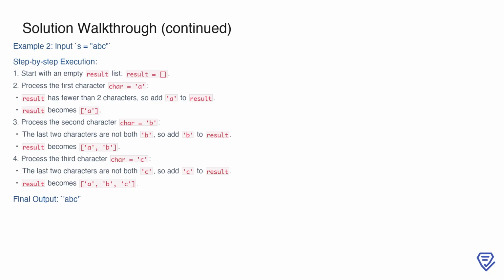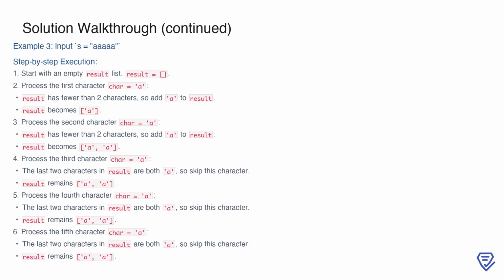Finally, the third character is c. Again, the last two characters are not both c, so we add c to the list. At this point, result is a, b, c. Converting this list to a string, the final output is abc.